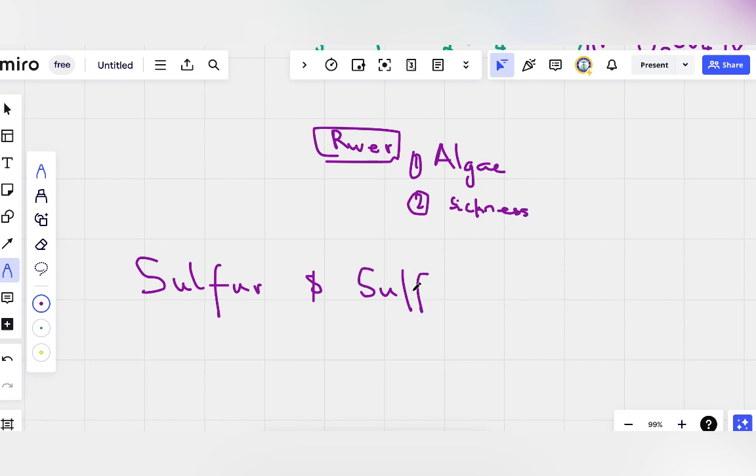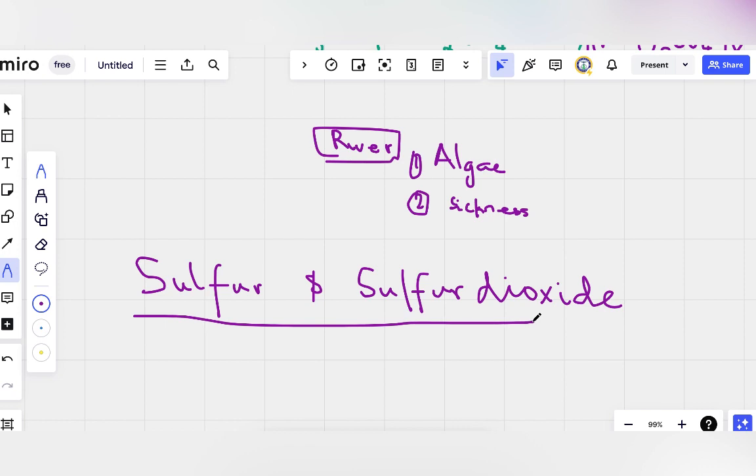Okay, but not alone most of the time. Sulfur is found with other compounds, but we extract it from those compounds. We even get it from petroleum products like natural gas.